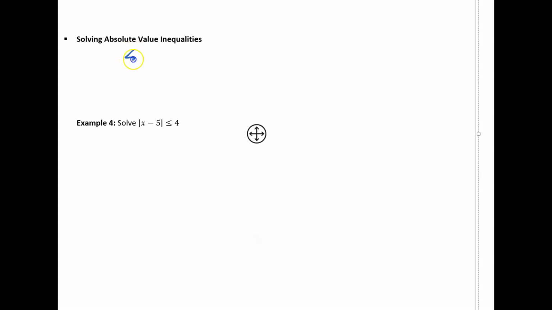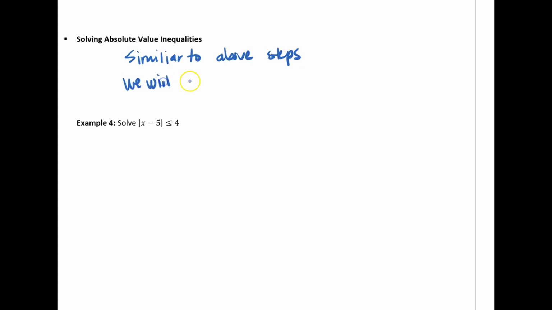So let's write this out. Similar to above steps, and we need to remember this, we will set up intervals to test for solutions.